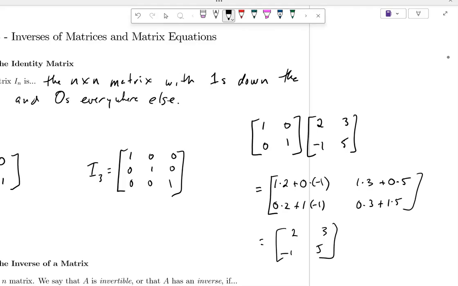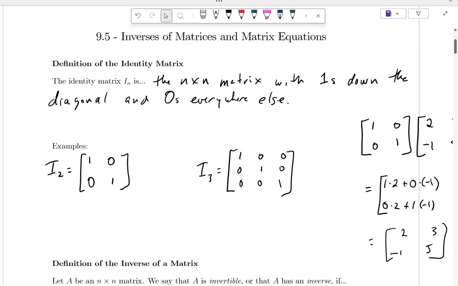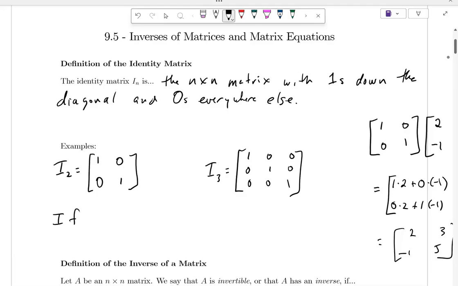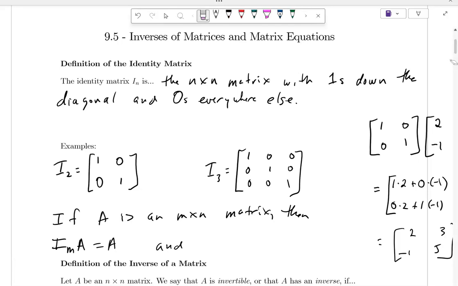I end up with what I started with, right? It's like multiplying by 1. That's why we want these identity matrices. It behaves like multiplying by 1. So just to write that down, if A is an M by N matrix, then I sub M times A will give me A, and A times I sub N gives me A.